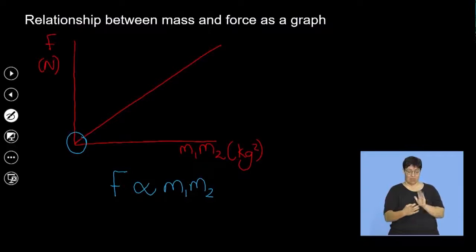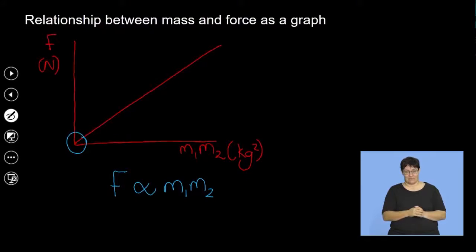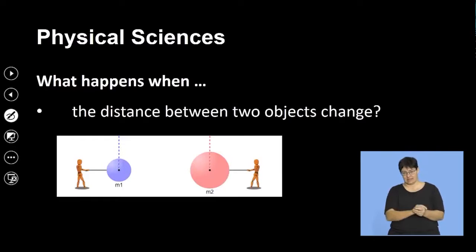If my graph does not go through the origin, then it's not directly proportional. So it can still be a straight line, but it must go through the origin. You have to keep that in the back of your mind because for any relationship in science, if we say they're directly proportional, I must get a straight line and it must go through the origin. Okay? Let's look again at what happens when we change the distance between the objects.